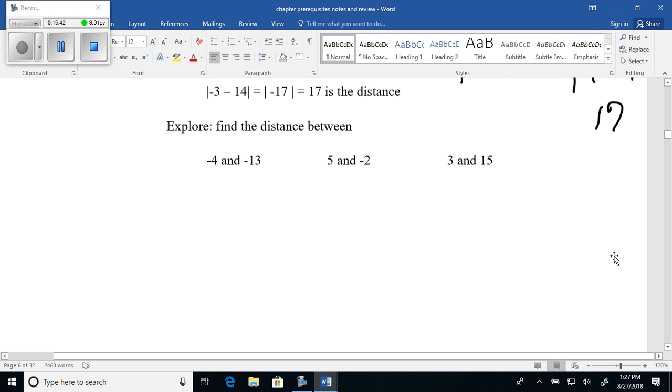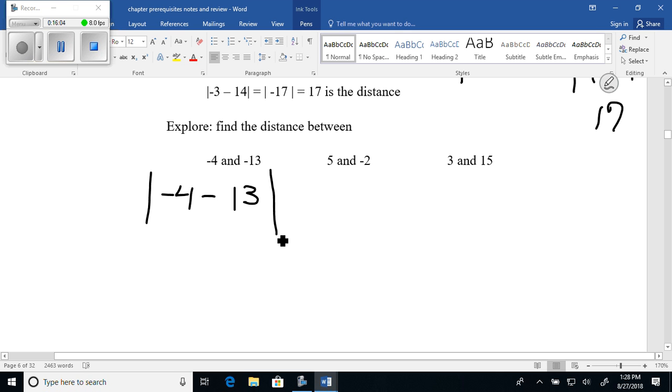Somebody explain to me how you did this one. I put it on a number line. Okay, so absolute value of what? Negative 4 minus negative 13. Tell him how to do it. It's negative 4 minus negative 13.